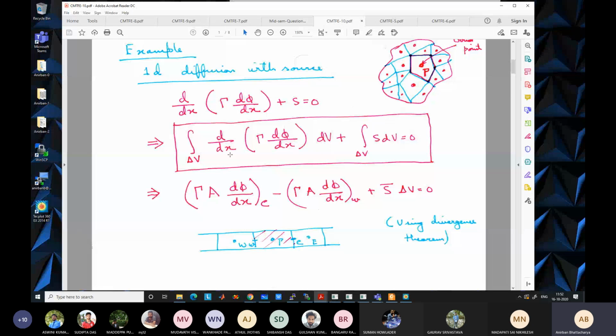gamma into A, which is the area of this east face, into d phi dx at the east side, minus gamma d phi dx at the west side. And for this integral, we can just assume that S is constant or some average over the entire volume. Ultimately, if you have an average S, given by S bar, then S bar into the volume will give you this integral term. So the average value into the volume is this integral. So S bar into delta V equal to 0.